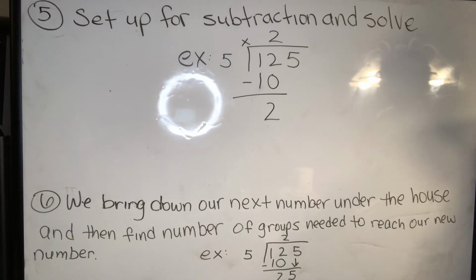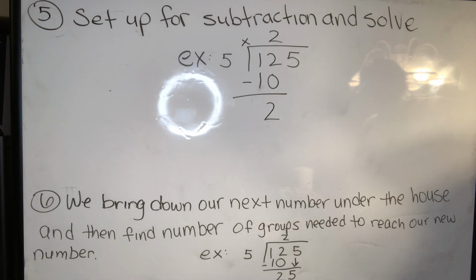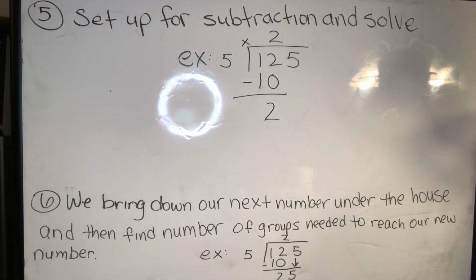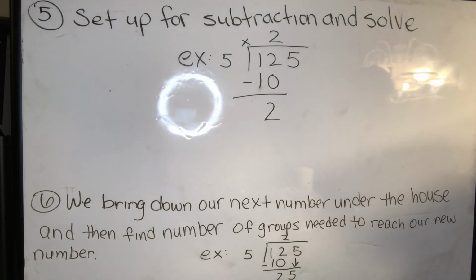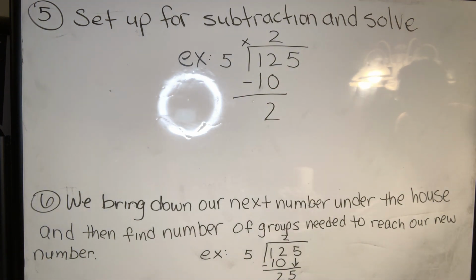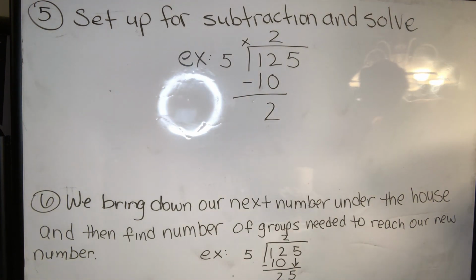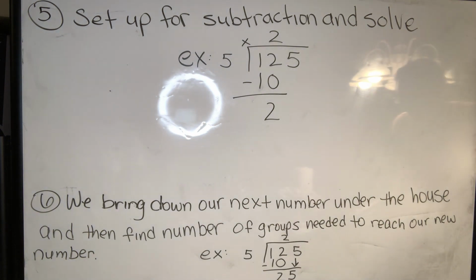All right, so now we set up for subtraction and solve. Example, 5 times 2 gave us a 10. We take our minus sign and we draw our equal. We do the subtraction. 12 take away 10 leaves us with 2.